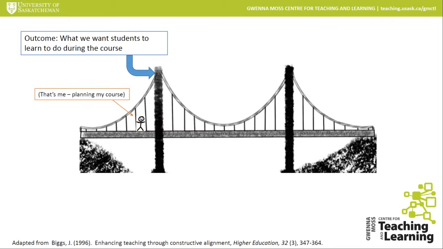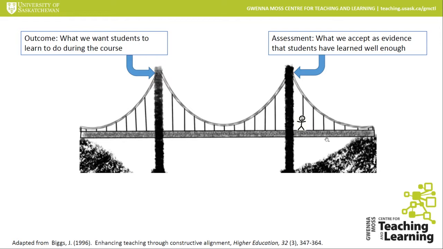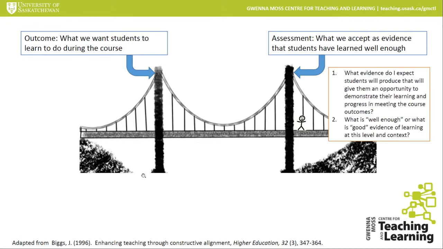So once I have clear outcomes, the immediate next thing that I do is I look to the end of my course and I ask myself, given these outcomes, what will I accept as evidence that students have learned well enough? Basically, I plan my course with the end in mind and design the course assessments, ensuring that they all align directly back to the outcome. There are two questions I consider here. First, what evidence do I expect students will produce that will give them an opportunity to demonstrate their learning and progress in meeting the course outcomes?